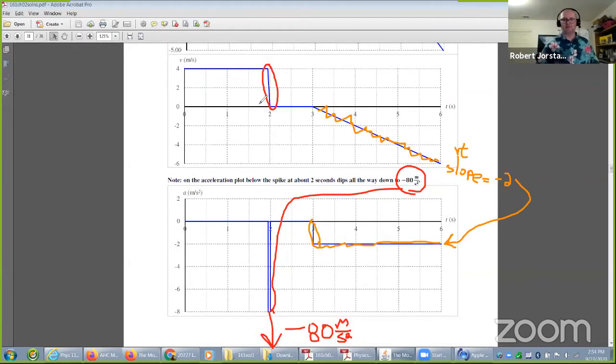Okay, and then the rest of the time, hopefully you agree, here A was 0, here A is 0, here A is 0. And so that's seeing how these graphs all kind of come together. Any questions about that graph?